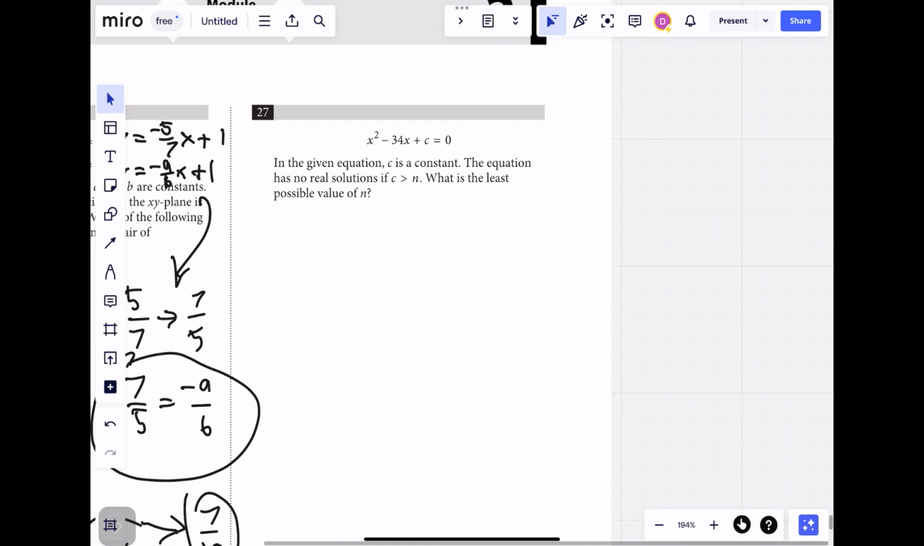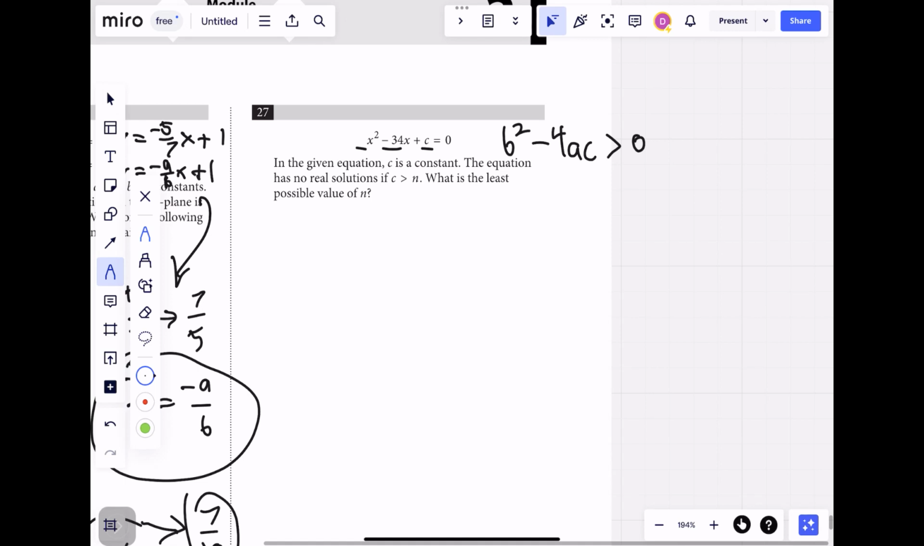Okay, so for this problem, you have to understand what the discriminant is. The discriminant is b squared minus 4ac. It's part of the quadratic formula, and you can use the coefficients a, b, and c, plug them in, and if this is less than 0, there are no solutions. If it's equal to 0, then there's one solution. And if it's greater than 0, then there are two solutions.